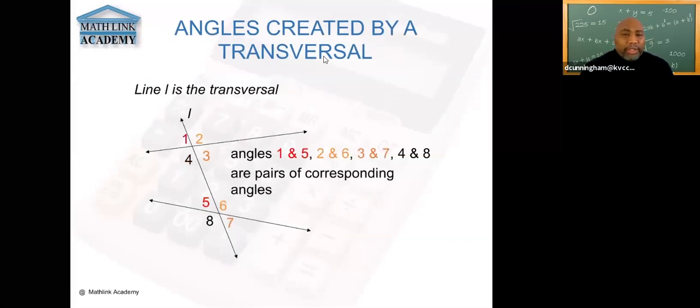Now let's look at this one. Let's look at 1 and 5, 2 and 6, 3 and 7, 4 and 8. All of those are corresponding angles. So make sure you make a note of that, draw it yourself, and label them yourself on your paper.